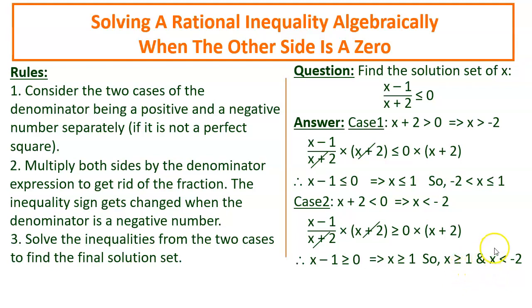Okay. So we are seeing this is a valid inequality range, but this one is not. We do not have any number which simultaneously is greater than or equal to positive 1 and is less than negative 2. Therefore, the final answer will be this one: x is greater than negative 2 and is less than or equal to positive 1. This is the solution set of this given inequality.